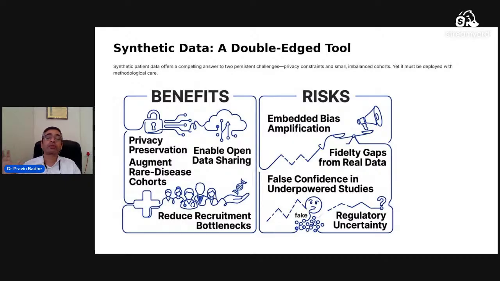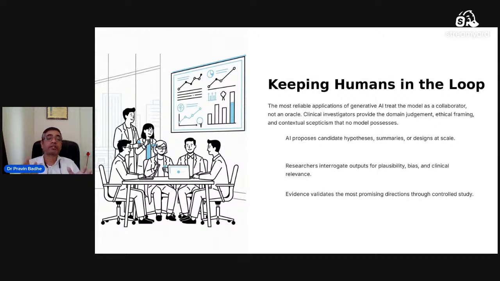So when you are using synthetic patient data, it can be useful for answering some questions, but the challenges are very important to understand, and you need to make sure that when you are deploying the methodology, you understand the benefits and the risks of this. And that's why, with the LLM output, the third step which we have is validation by keeping the human in the loop.